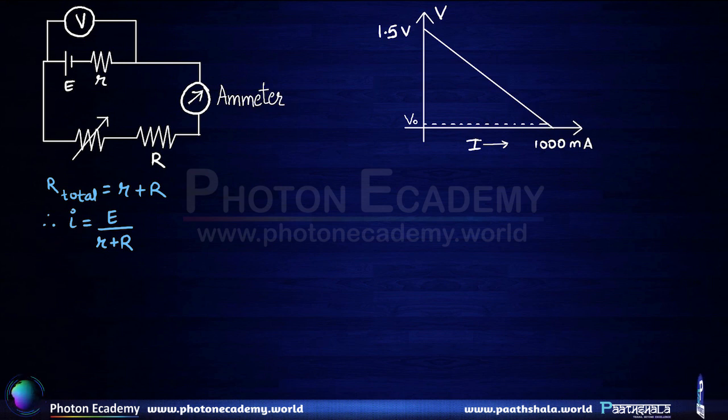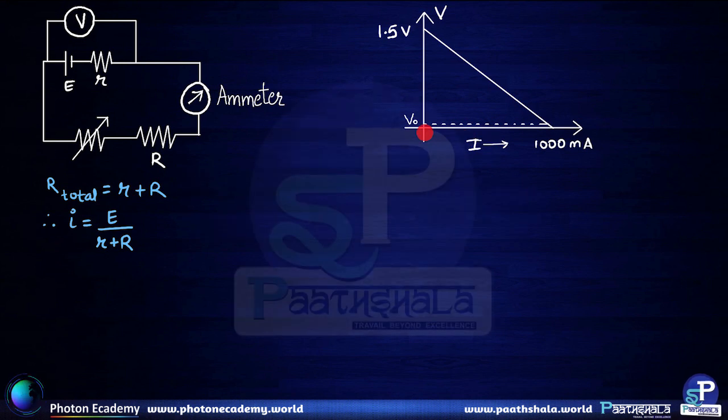Now when the current in the circuit is 0, the voltmeter reading will be the EMF. And as we can see from this graph, when the current is 0, the voltmeter reading is 1.5 volt. That means E equals 1.5 volts.